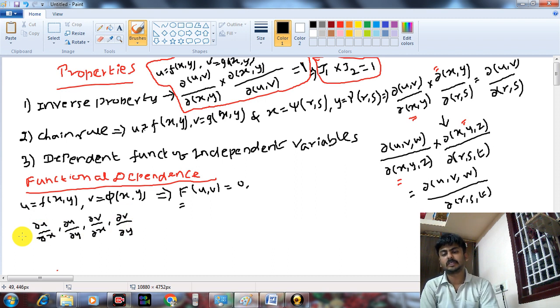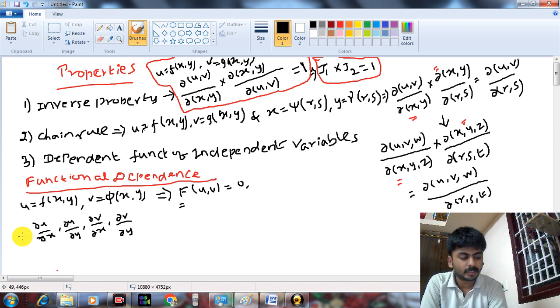The condition is that these derivatives will not become 0 simultaneously. That is, at the same time all these four derivatives will not become 0. At one time one derivative will be 0, at some other time another derivative will be 0. Depending upon the problem, we will have some derivative, or some 2 or 3, as 0, but not all 4 derivatives will become 0. So that is the important concept here.